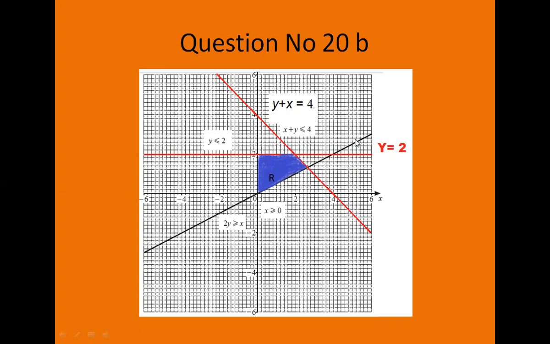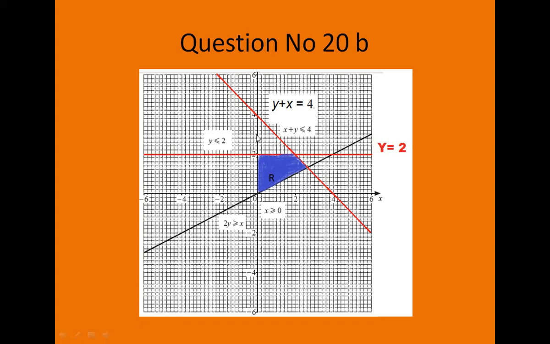Okay, so this equation is 2y equals x, and the inequality is 2y greater than or equal to x. So the crocodile's mouth is towards y. So you have to remain above this line. You have to remain below the red line. But for this black line, you have to remain above this line.